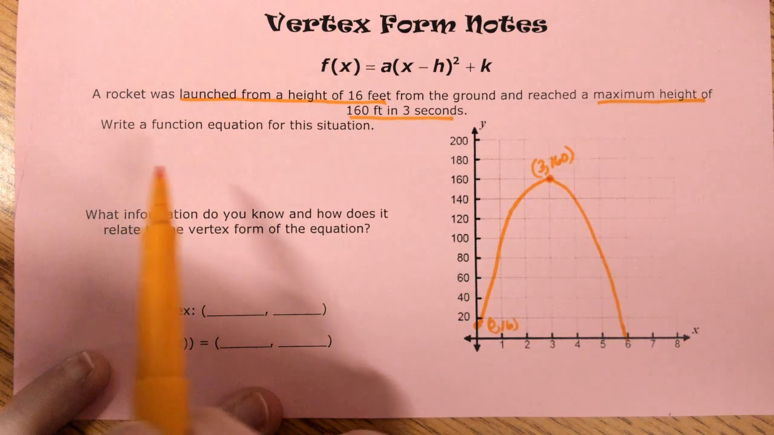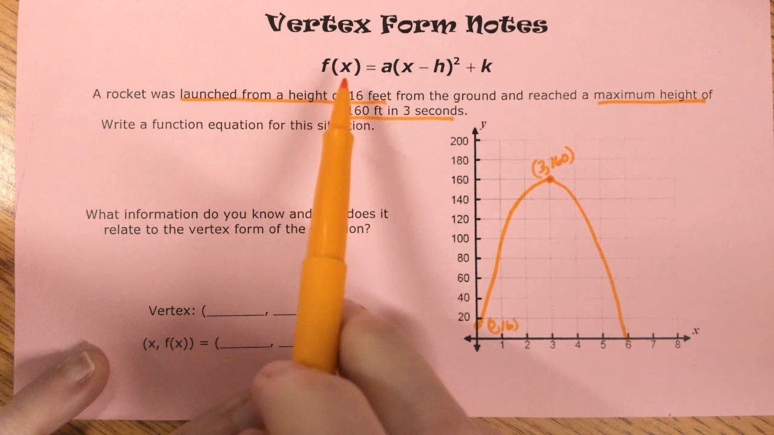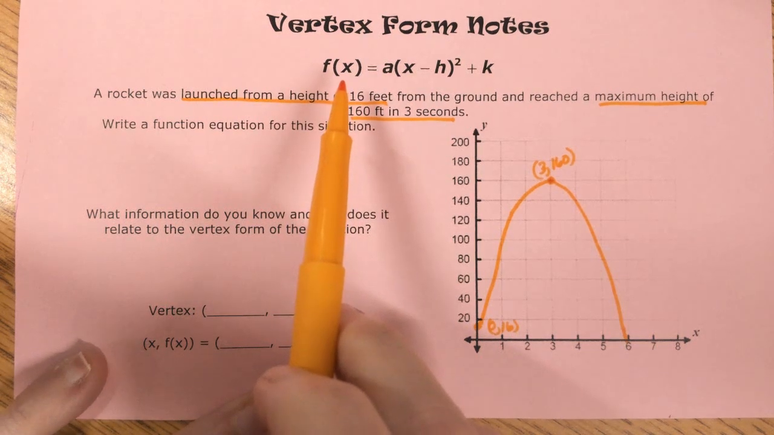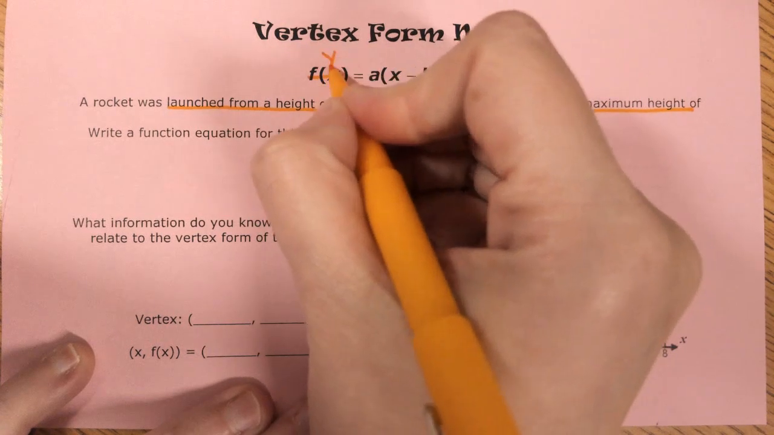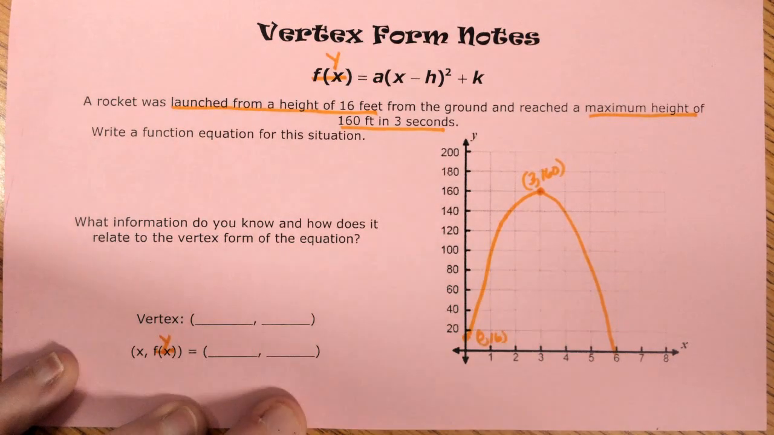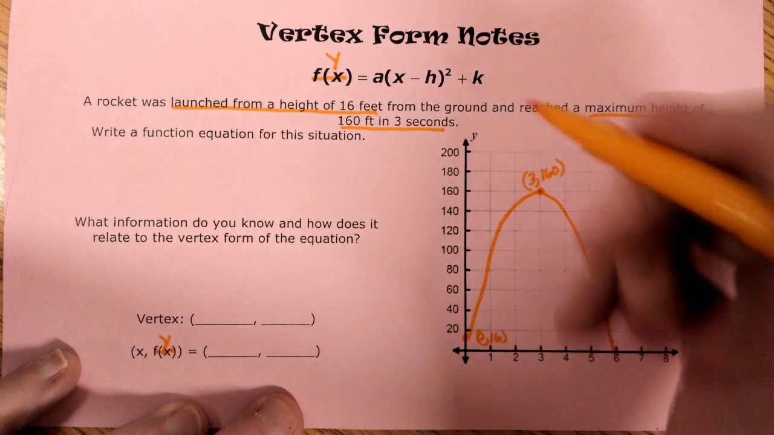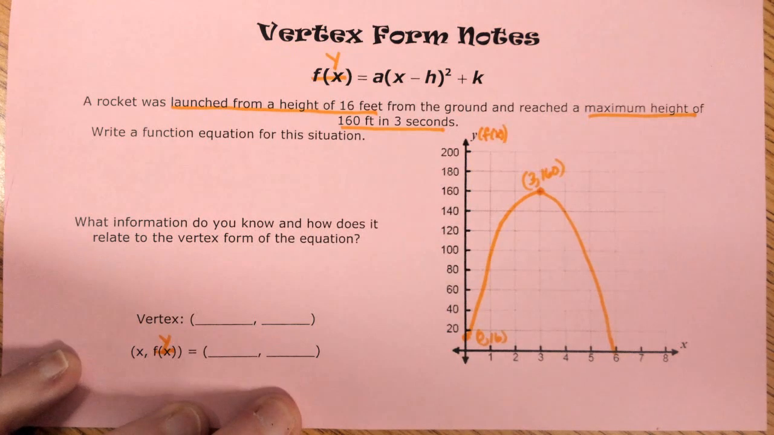So they want me to write a function equation for the situation. First of all, y'all are about to freak out about f of x. Stop freaking out about f of x. If you want to write that as y, you do that. If you want to change all these f of x's to y, go nuts. I don't care. If you want to change this to f of x, go nuts. They're the same thing.